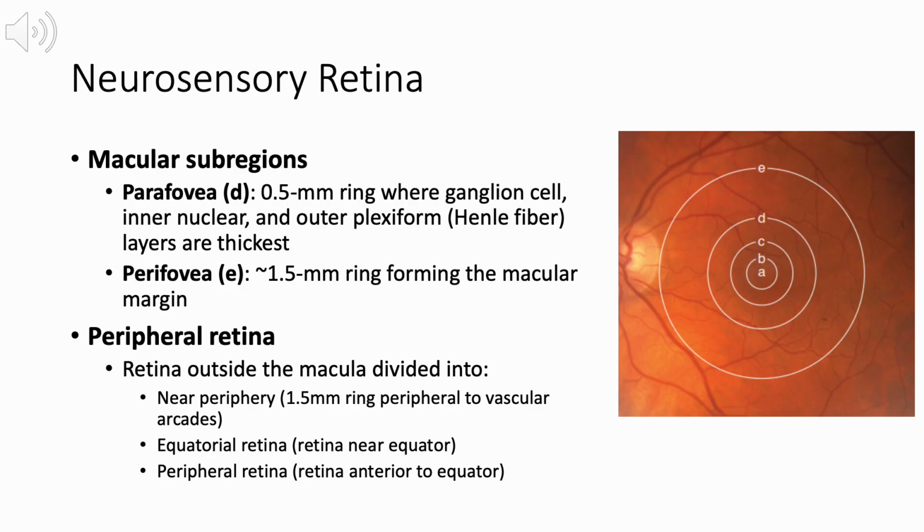The retina outside the macula is divided into several regions based on location. The near periphery is defined as a 1.5 millimeter ring located peripheral to the vascular arcades. More anteriorly is the equatorial retina, which corresponds to the retina near the equator of the globe. Anterior to this is the peripheral retina, referring specifically to the retina located anterior to the equator.